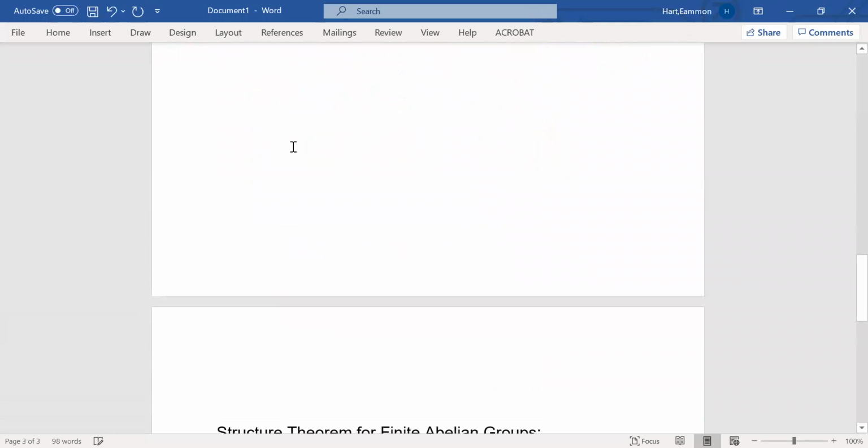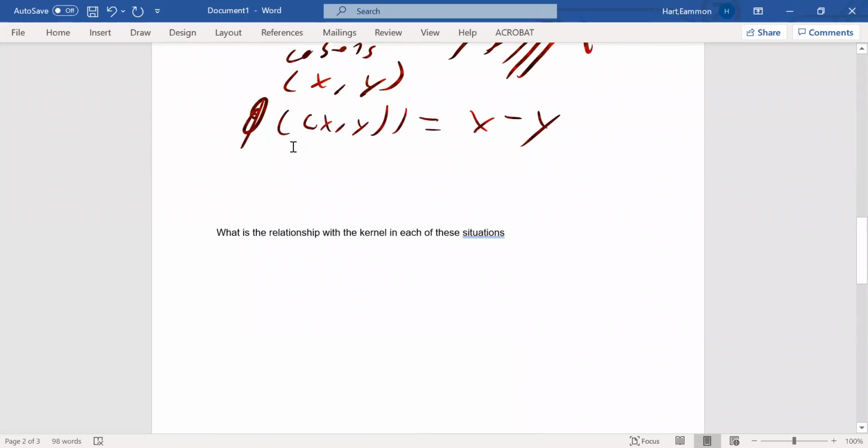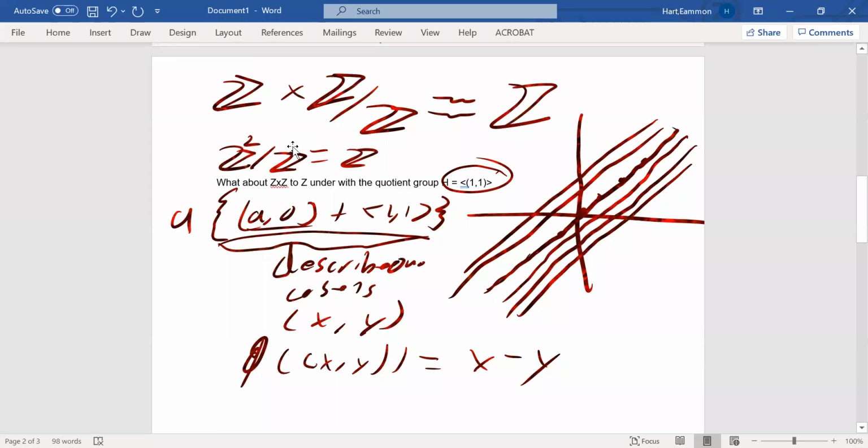So what is the relationship between the kernel in all of these, the kernel and your subgroup? So what gets mapped to 0 in each of these? The kernel. Oh, that's what the definition of the kernel is. Yeah. It's what we're modding out by. Exactly. So we're modding out by a group.